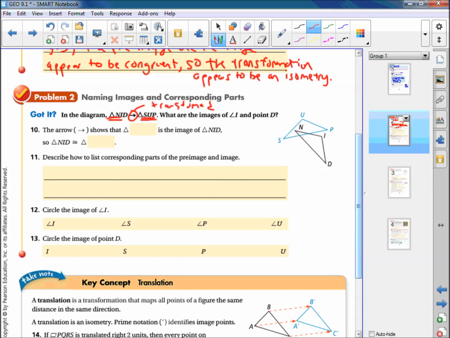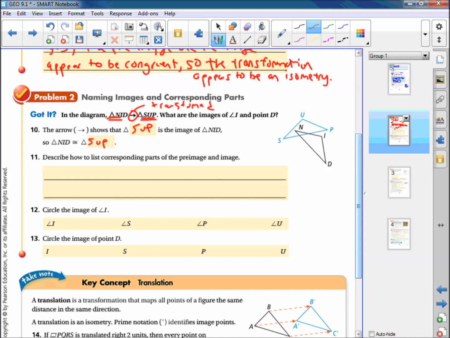The transformation arrow shows that triangle SUP is the image of triangle NID. So NID is our pre-image. We did some transformation to it. It looks like we slid it and rotated it to get our new image of SUP. So in this case, triangle NID should be congruent to triangle SUP, because we know that it's an isometry, therefore the shape should be congruent.